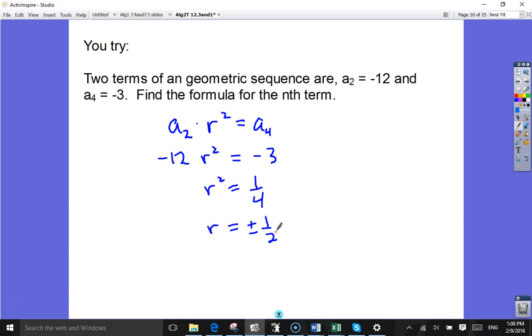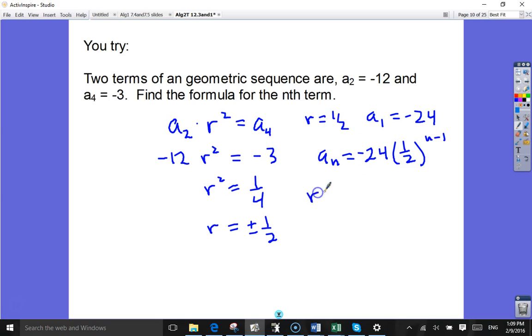Now, let's say that r is positive 1/2. Okay? If r is positive 1/2 and A2 was negative 12, then what was A1? It had to be negative 24, right? So that when you multiply by 1/2, you got negative 12. So in this case, A1 was negative 24. So the formula is an equals negative 24 times 1/2 to the n minus 1.